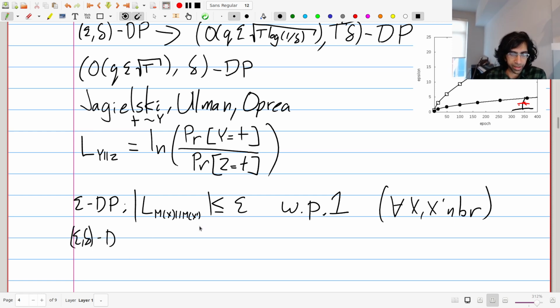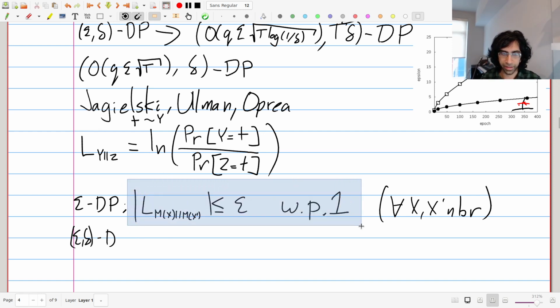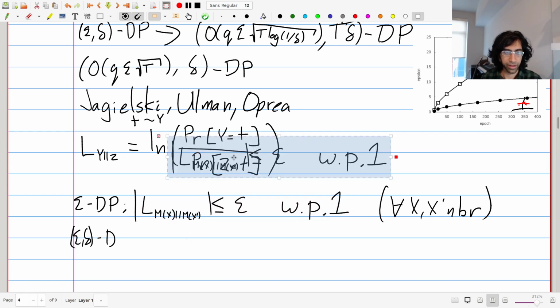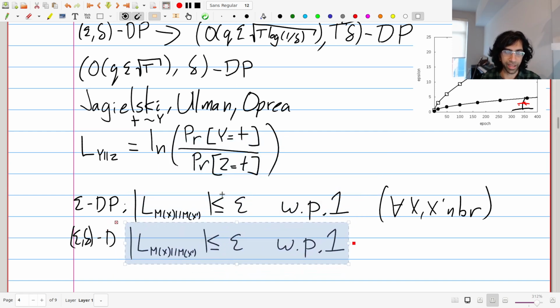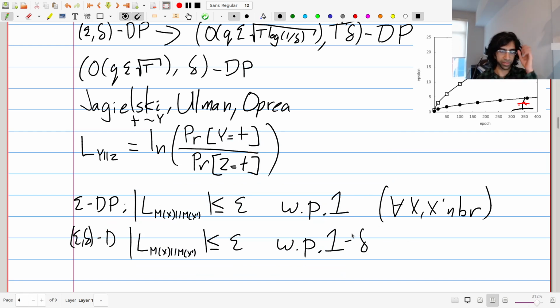Now, what does epsilon-delta DP say? Well, this is something very similar. In fact, I'll just be lazy and copy and paste this. So it says essentially the same thing, but I'll write that with probability only 1 minus delta. So there's some delta probability that the random variable will be greater than the value epsilon, but that doesn't really tell you much.